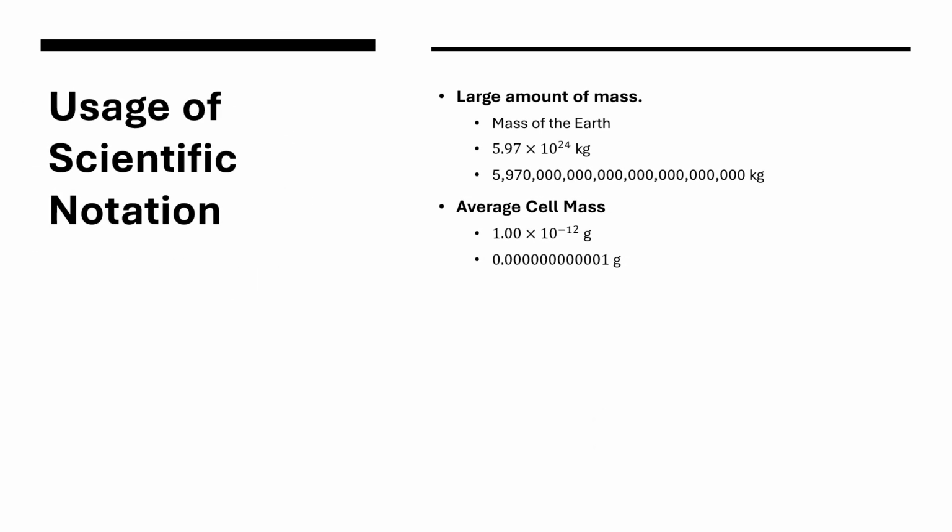Here are some examples of the usage of scientific notation. First one is a large amount of mass, the mass of the Earth. The mass of the Earth is 5.97 times 10 raised to 24 kilograms. Or we could say that this is the standard form of that scientific notation. So this is the scientific notation, this is the standard form.